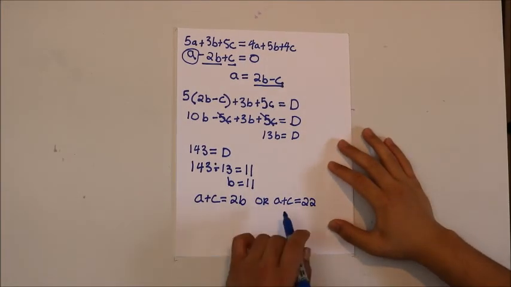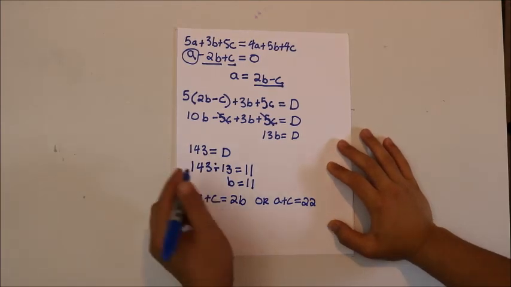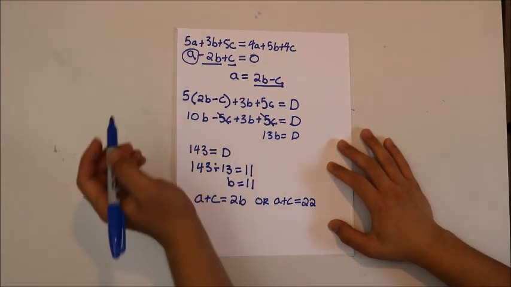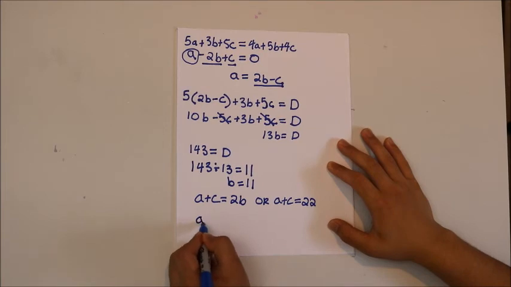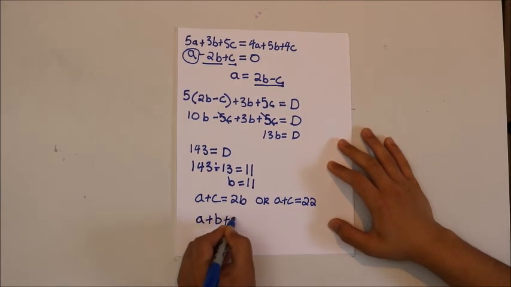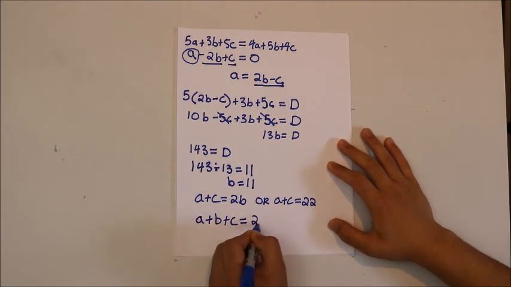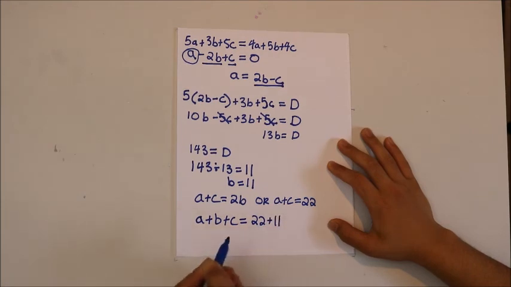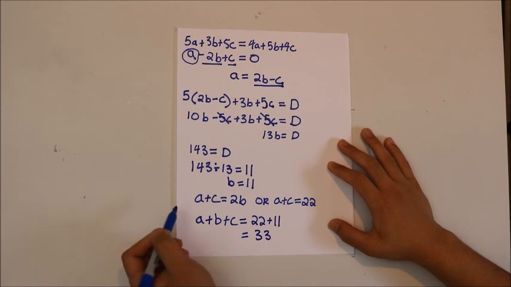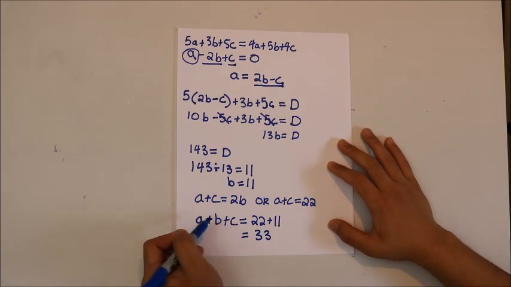Because we know that a plus c is equal to 22 and that b is equal to 11, we know that a plus b plus c is equal to 22 plus 11, and that is equal to 33. So therefore, a plus b plus c is equal to 33, and we have solved the question.